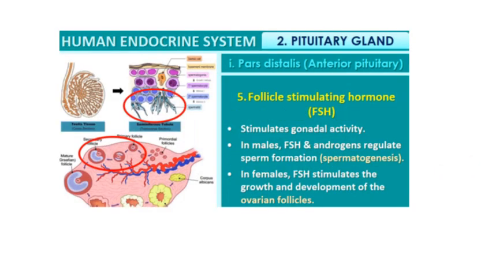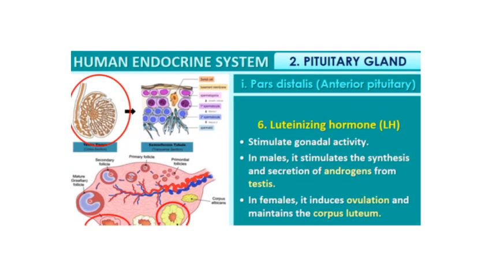The follicle stimulating hormone is responsible for gonadal activity. In males, the follicle stimulating hormone and the androgens regulate sperm formation, that is spermatogenesis. In females, this hormone stimulates the growth and development of the ovarian follicle. It also secretes luteinizing hormone, which again stimulates gonadal activity. In males, it stimulates the synthesis and secretion of androgens from the testes, and in females, it induces ovulation and maintains the corpus luteum.